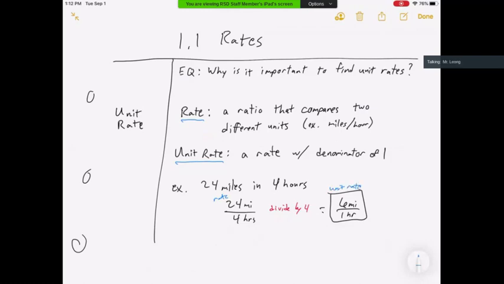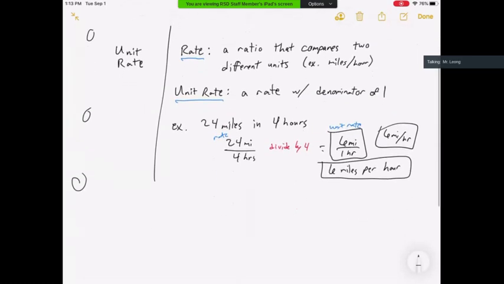Now, you can write this a lot of different ways. You could write 6 miles per hour like this. You could write it like this, 6 miles per hour. That's okay. You can even write it out, 6 miles per hour. Any of those would be perfectly fine. All right. Okay, so let's have you guys do one. Again, you didn't have to write that last part down.